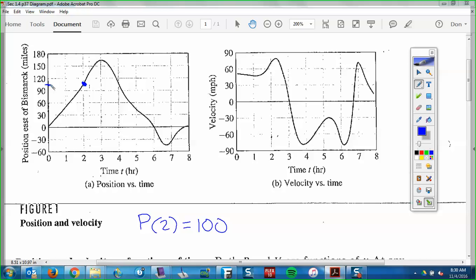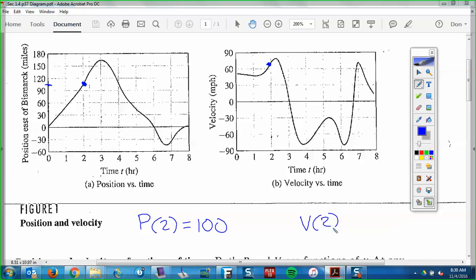Now, if we look at the graph, can we tell what it's doing? Since the graph is increasing, it's moving what direction? Further east, right? Because it's getting farther and farther away from Bismarck. Remember, this is miles over here. So it's getting farther and farther away from Bismarck. Okay, now let's look at that point over here.